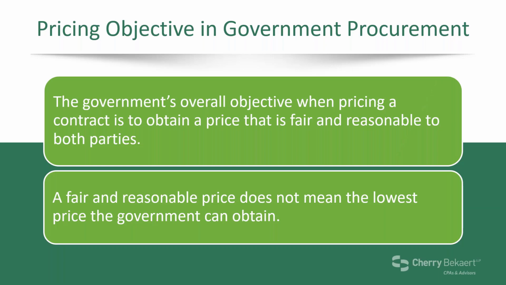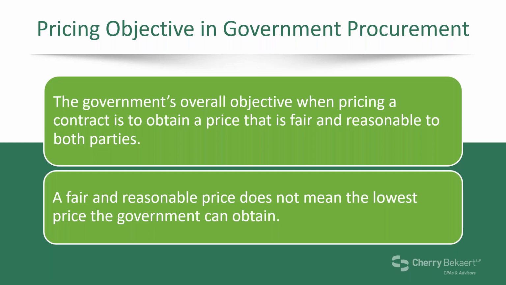I think most of us are familiar with the term fair and reasonable price. Well, that is the touchstone of pricing government contracts because that is the government's overall objective when pricing a contract. The FAR emphasizes that contracts are to be awarded at a fair and reasonable price. However, the FAR doesn't go into defining what is a fair and reasonable price. So that is basically a judgmental determination that's made by the contracting officer.